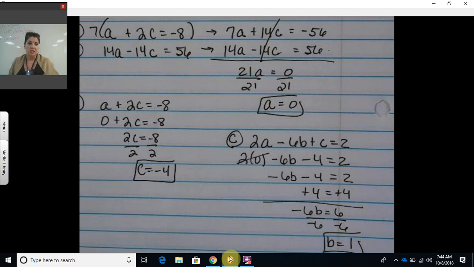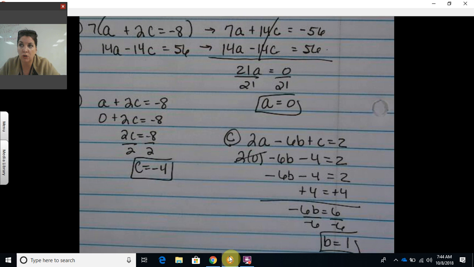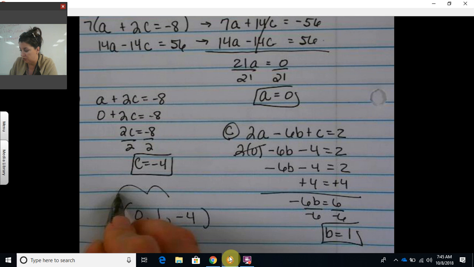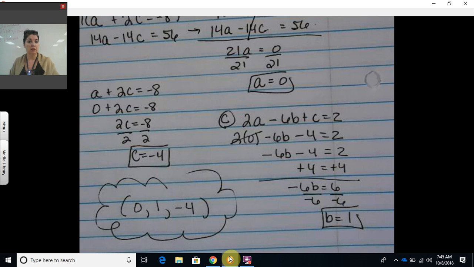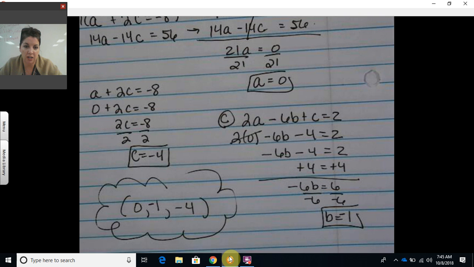So remember, if you were to graph this, it would be on a 3-dimensional graph, and your ordered triple is a location on that graph, right? So the order in which you put your answer is important. It's got to be in alphabetical order. So A, comma, B, comma, C. So this would be 0, comma, 1, comma, negative 4. That's an ordered triple. Did I make a mistake? Oh, thank you. Yes, B is negative 1. That is important. Thank you. 0, comma, negative 1, comma, negative 4.